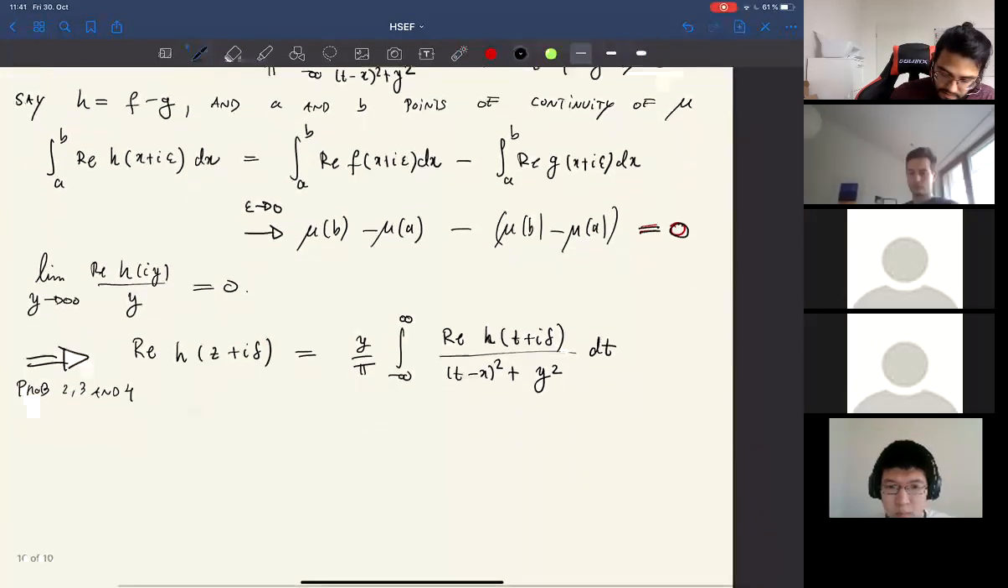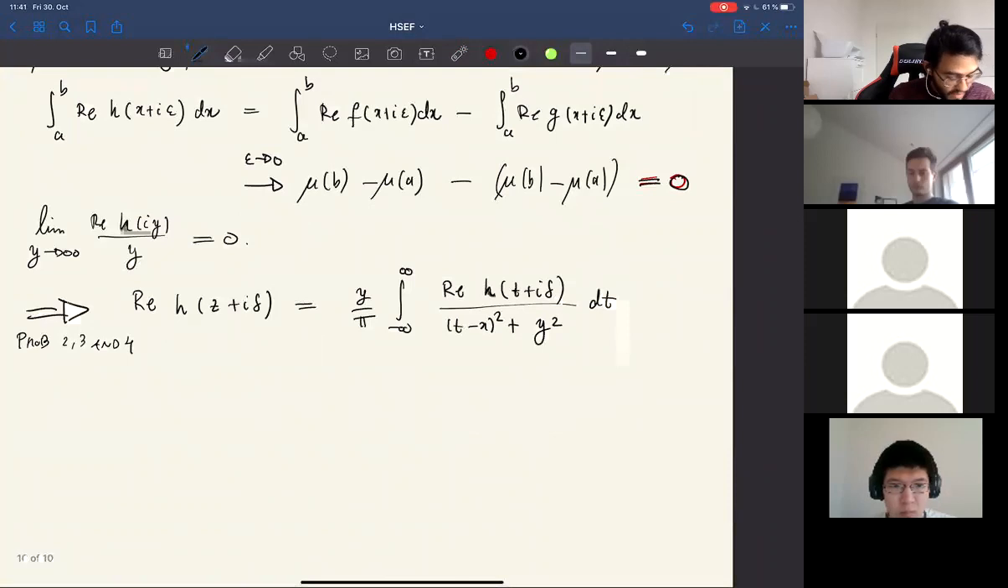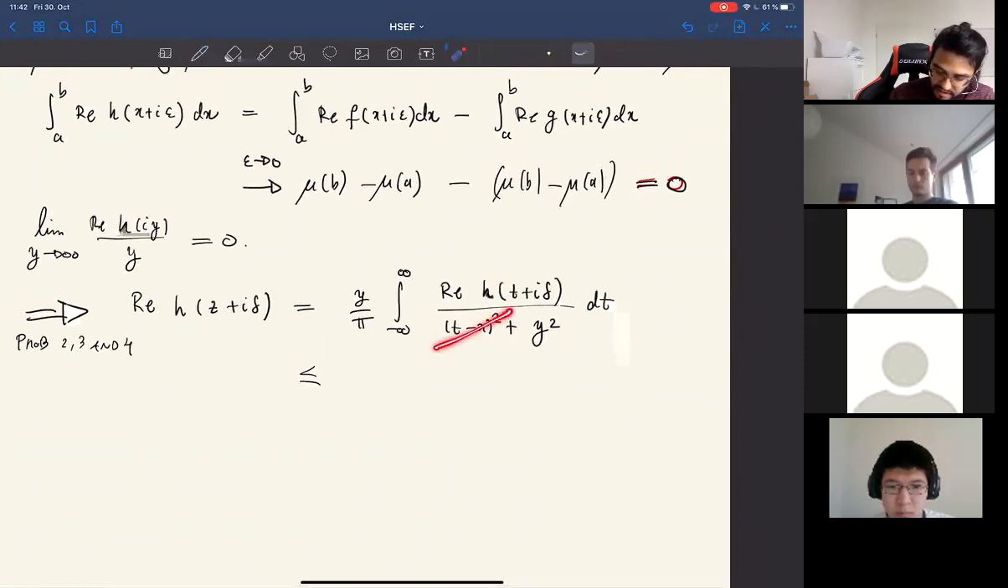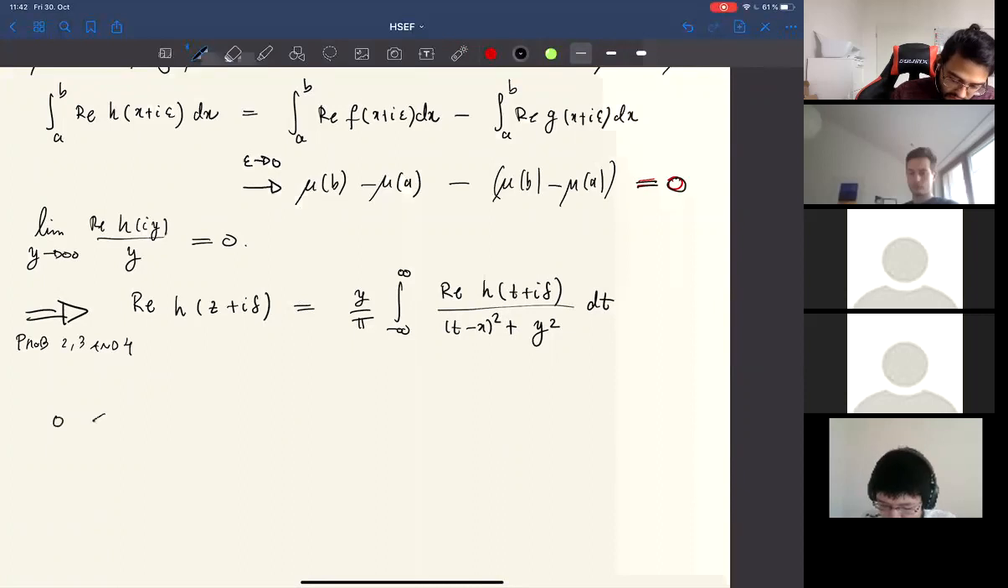Okay. That's what we have. So this is positive, well, the real part of this is positive, but we can bound this thing by what? You can take the most naive possible bound and just delete this term. Is that what I want? Yes, I just delete this and I have just 1 over pi y integral. Oh, no, I want to do that in an interval. So we have 0 is less or equal, let's say, than y over pi integral from minus a to a of the real part.